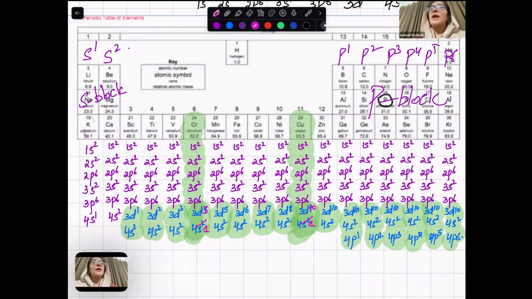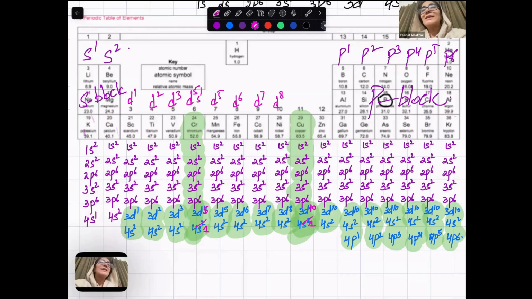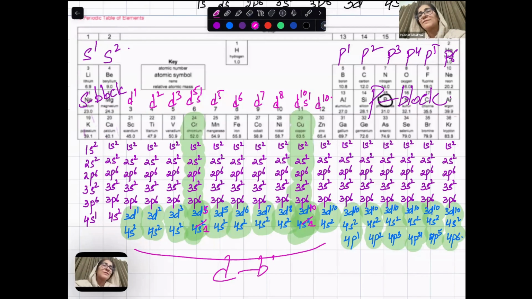Right? So if group 1 are S1, group 2 are S2, group 3 are what? D1, then D2, then D3, then the other one is what? D5, but S1. And with the rest, there is S2. Then again, it's D5, then D6, then D7, then D8. Then is this D9 or D10? D10, S1. And this is what? D10. So these are D block elements.